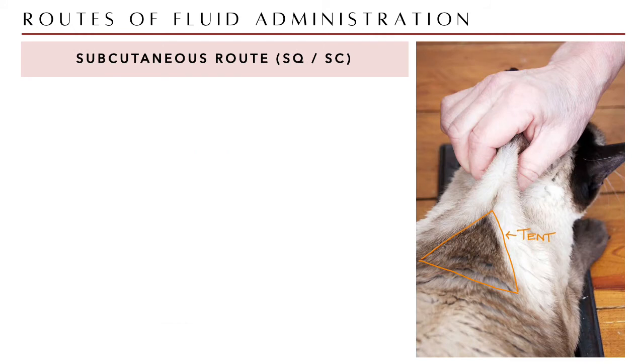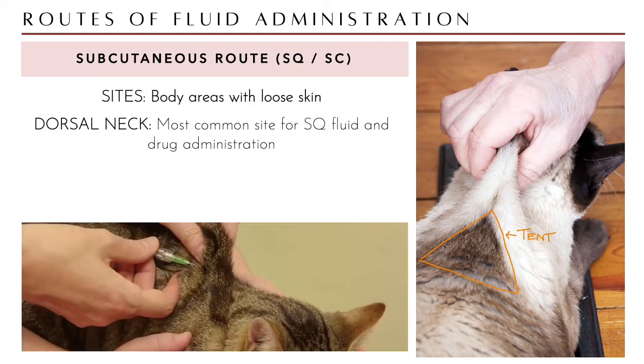So what are you looking for? What sites? These would be the body areas with loose skin. The target would be the dorsal neck. This is the most common site for that. Even for your vaccines, this is where you put it. The flow rate would be 10 to 20 ml per kg per site.